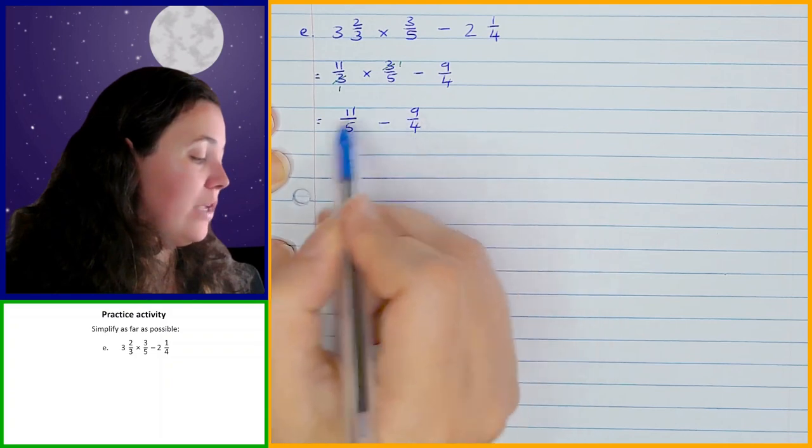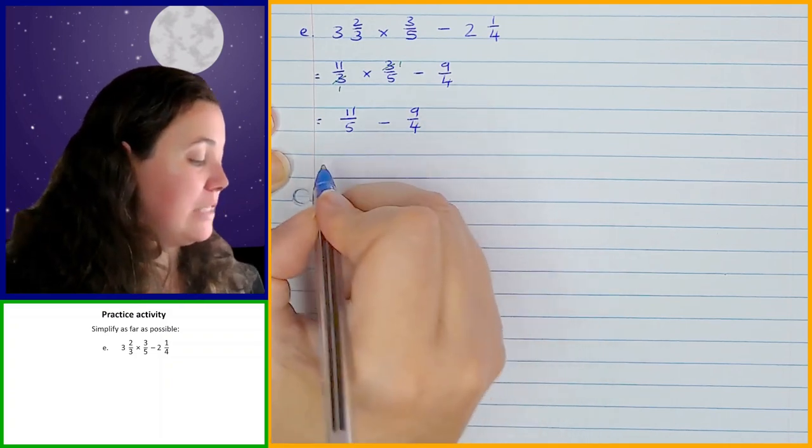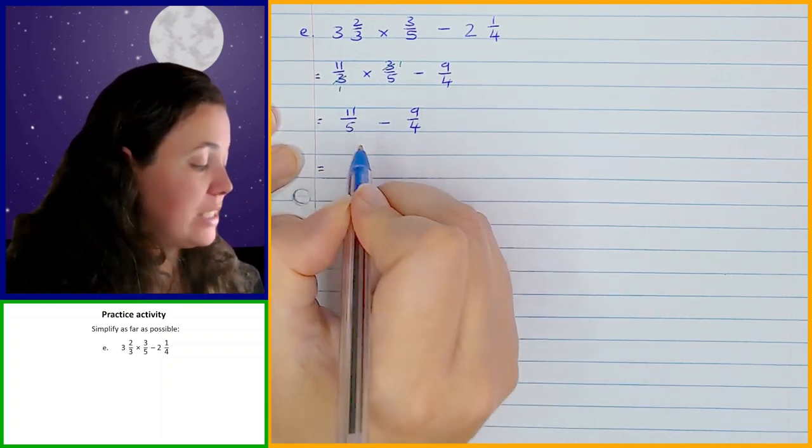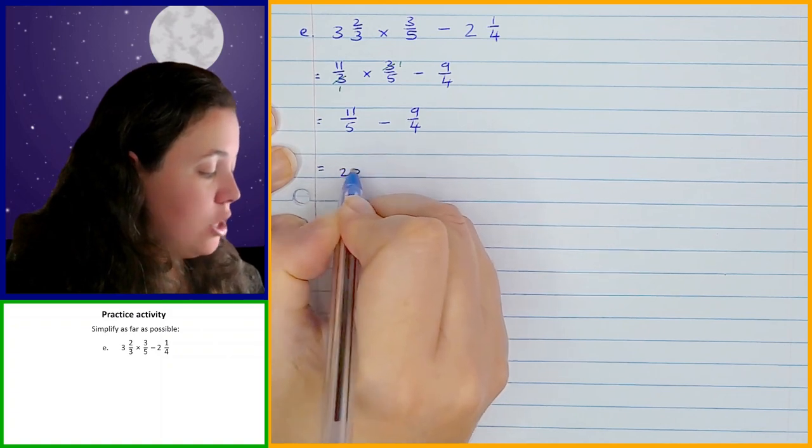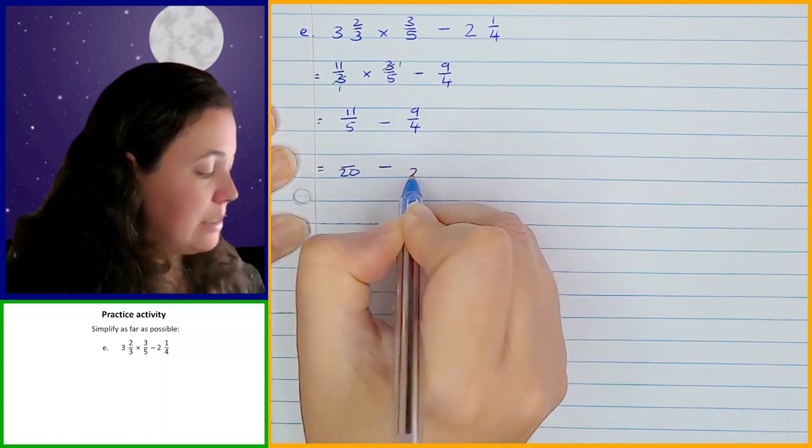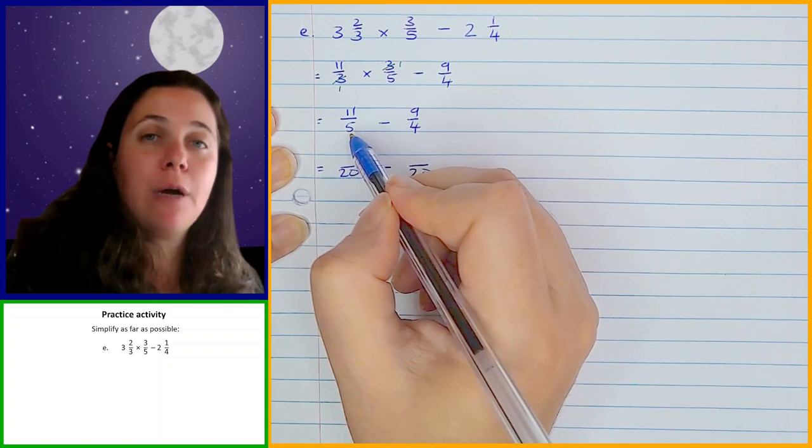I've got subtraction over here, where I'm subtracting fractions. I need to find the LCD, which in this case is going to be 20. So I've got something over 20 minus something over 20. I need to multiply this by 4.